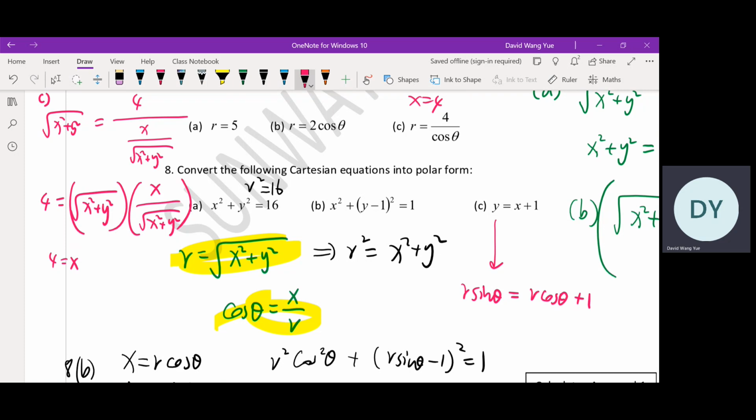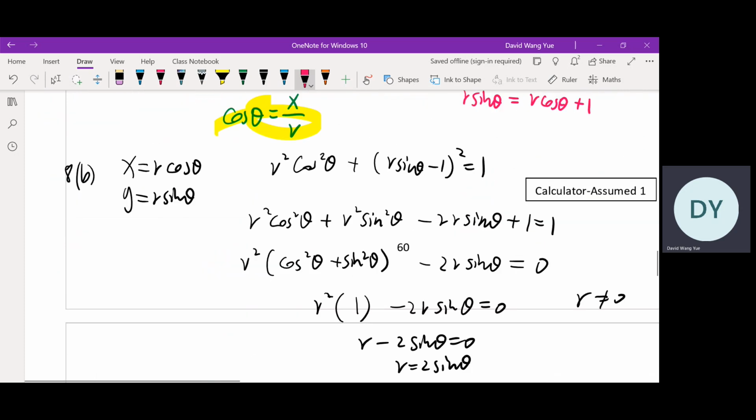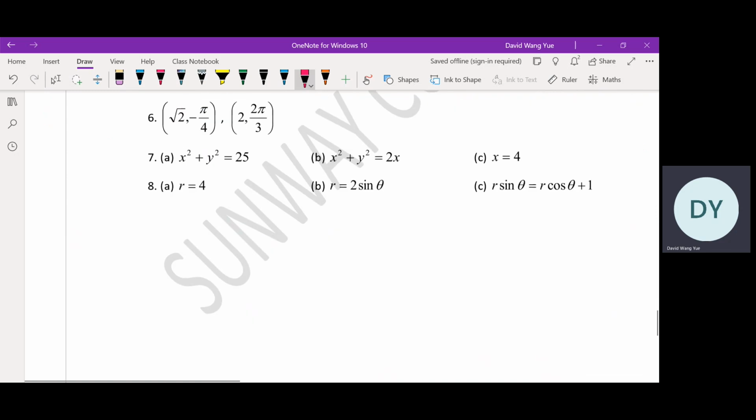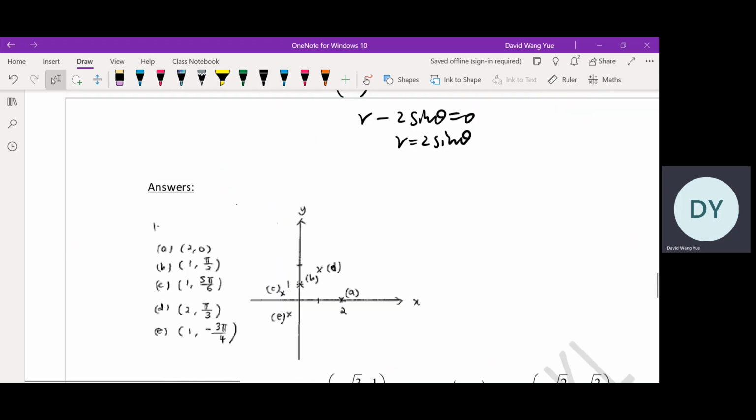Okay, the last one is very straightforward. y is replaced by r sin theta, x is replaced by r cosine theta. Then we change the Cartesian into polar. Okay, so these are the necessary prerequisites we need to know about polar coordinates, for the next topic, the main topic, complex numbers. Okay, thank you.